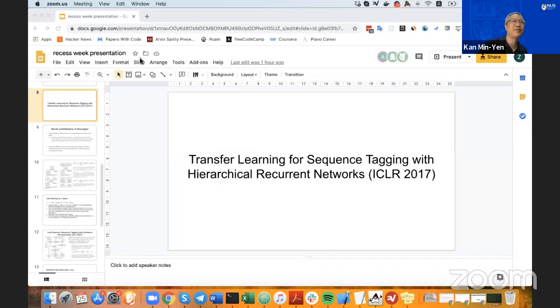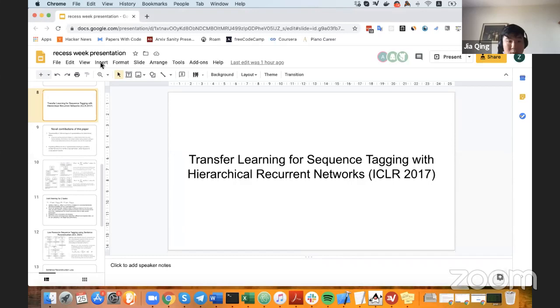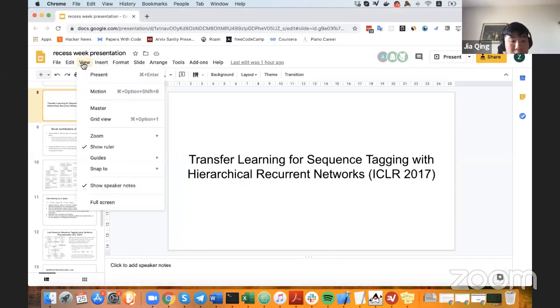I guess I can quickly go through the last two papers. Yeah, so. Okay, let me just share my screen. Yeah. Thanks. All right. So, I mean, it's two papers.